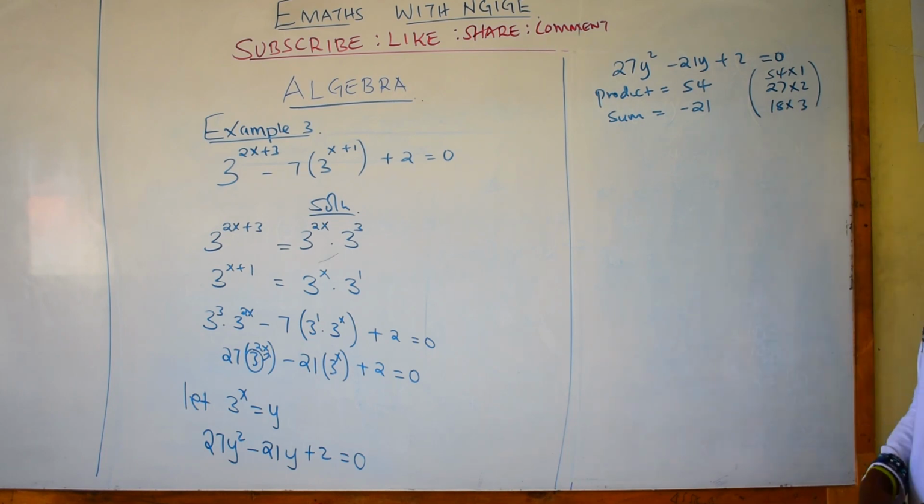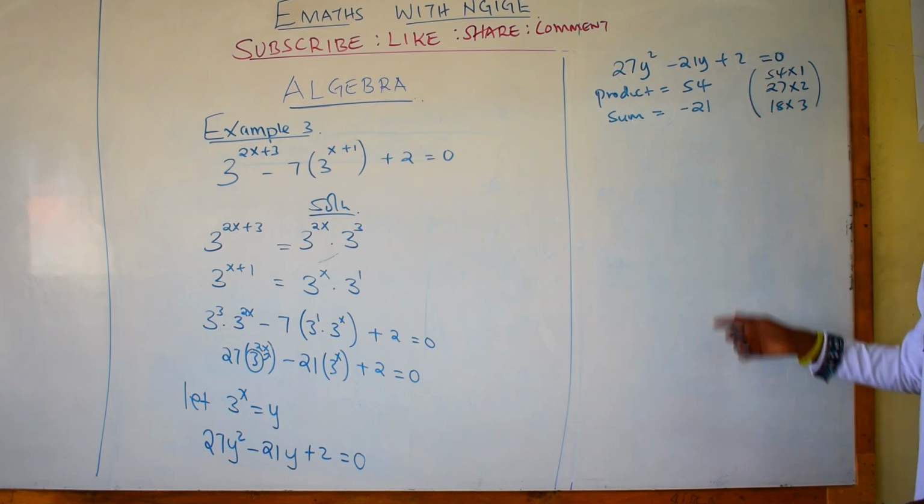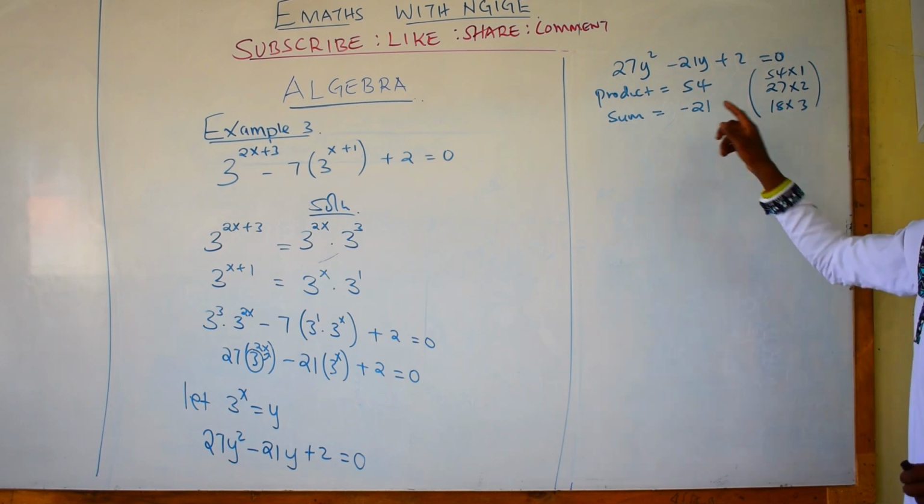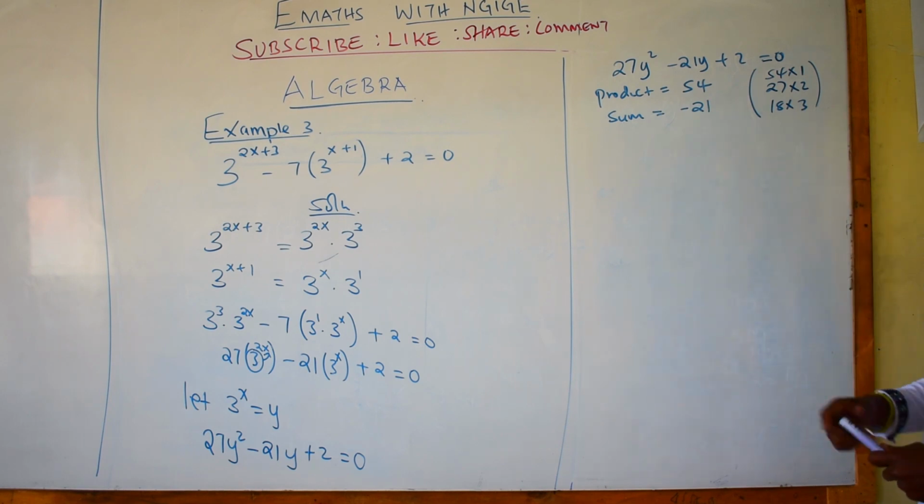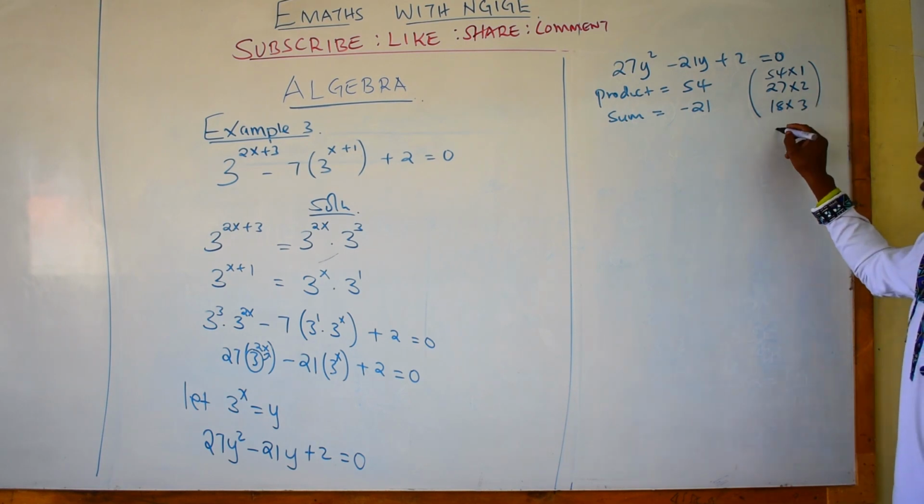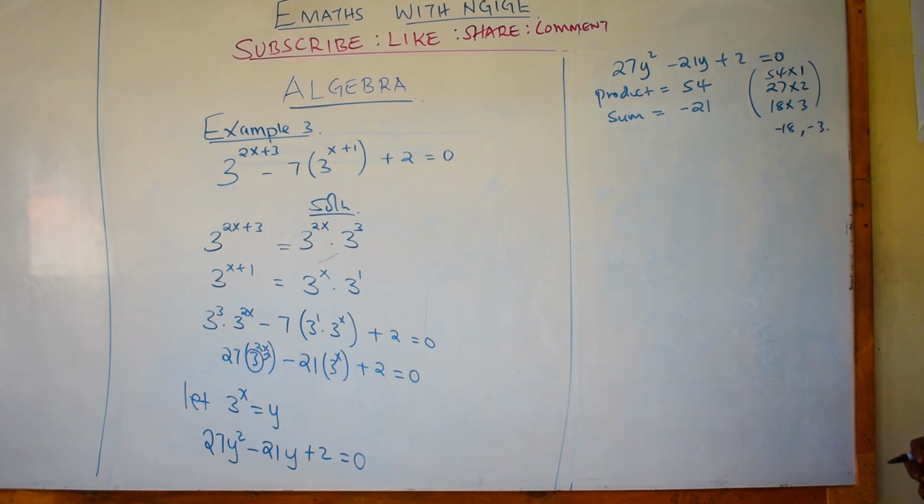Now let's come to 18 times 3. 18 times 3 gives you 54. Now 18 plus 3 gives you 21. But in our case we need negative 21. So what do we need to do? Negate this and negate this. So we have negative 18 and negative 3. Those two terms, when you add them, will give you negative 21, and when you multiply them, will give you 54.